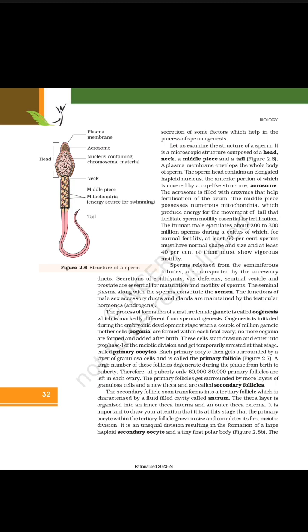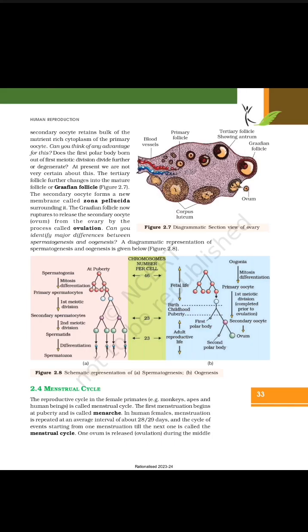It is important to draw your attention that it is at this stage that the primary oocyte within the tertiary follicle grows in size and completes its first meiotic division. It is an unequal division resulting in the formation of the large haploid secondary oocyte and a tiny first polar body. The secondary oocyte retains the bulk of the nutrient-rich cytoplasm of the primary oocyte. Can you think of any advantage for this?